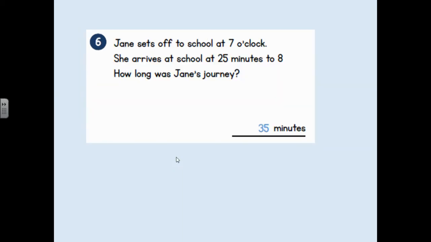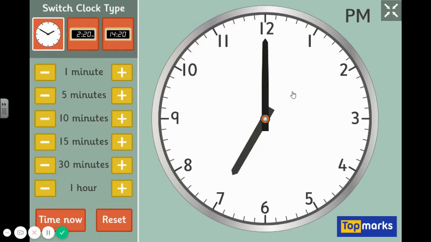Now the final question. Jane sets off to school at 7 o'clock. She arrives at school at 25 to 8. How long was the journey? So what you could have done was used your clocks and counted in 5s. I'm going to show you on my clock. So here's my clock. Jane sets off at 7 o'clock and her journey finishes at 25 minutes to 8. So 25 minutes to 8 is when the minute hand would come on 7.